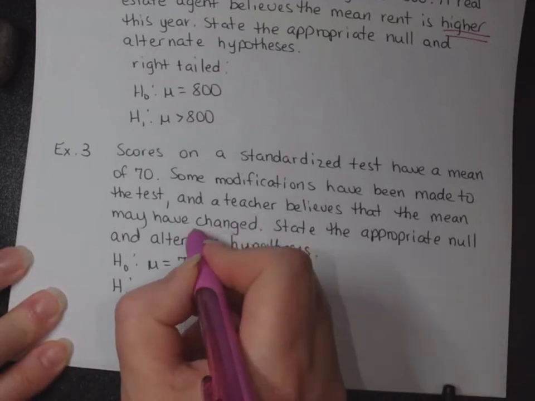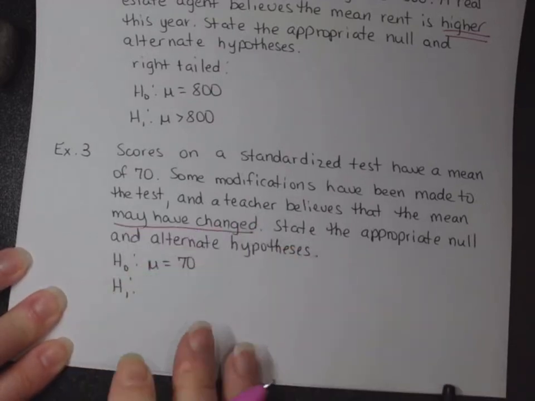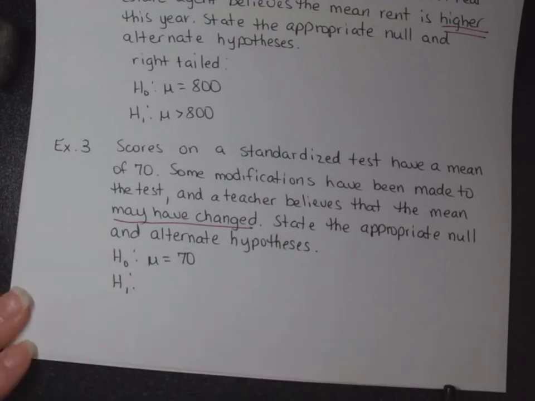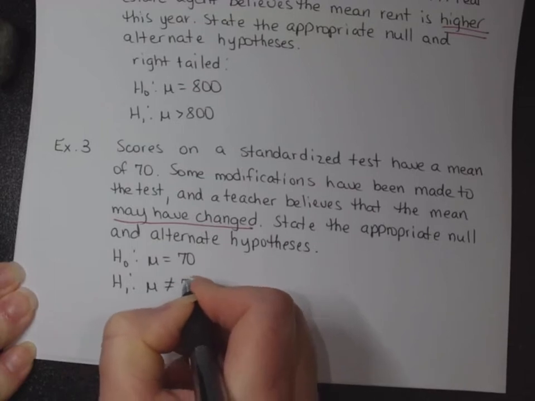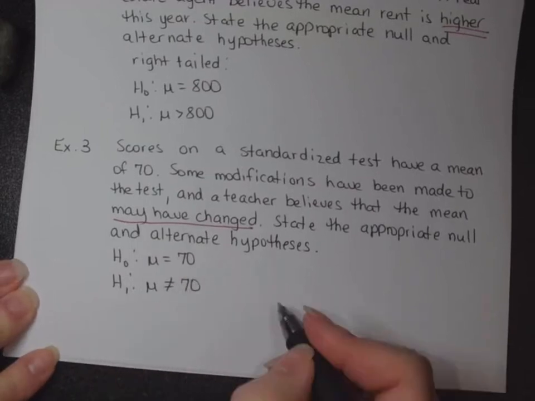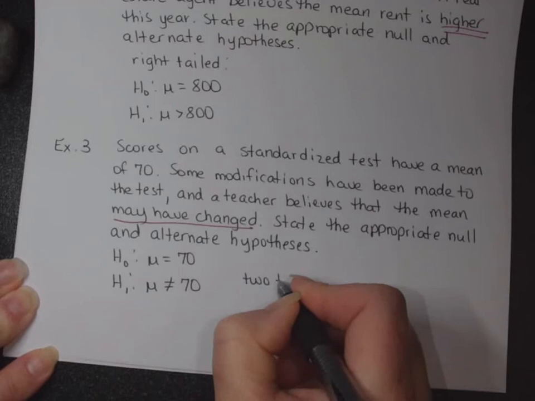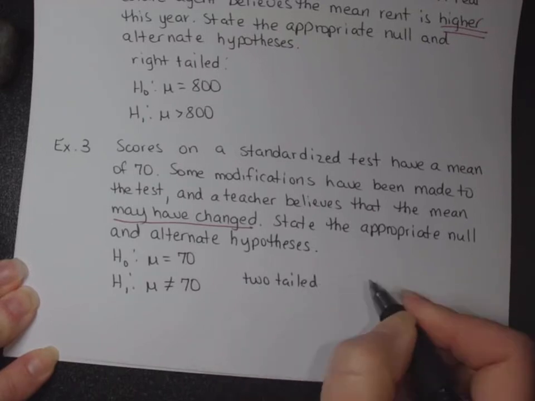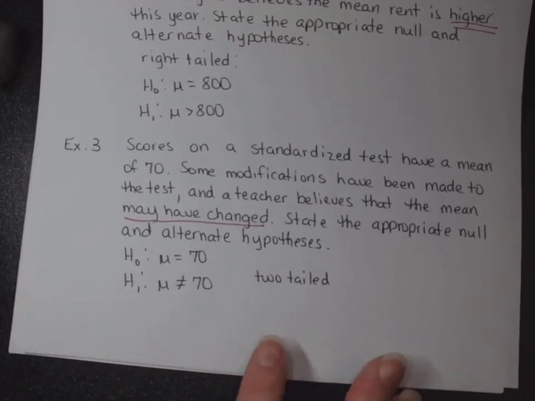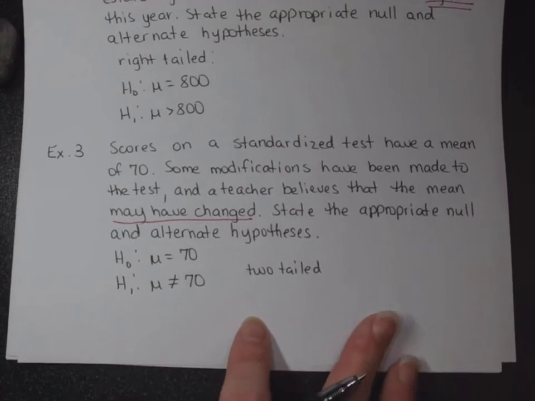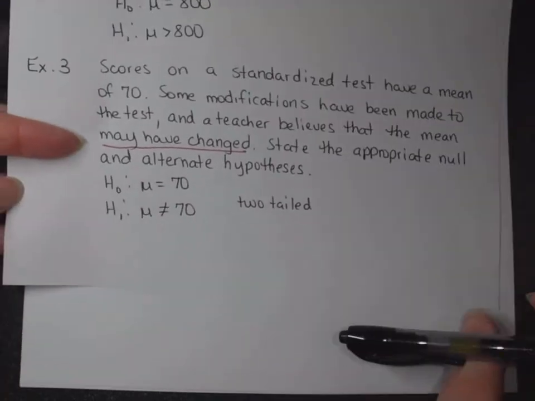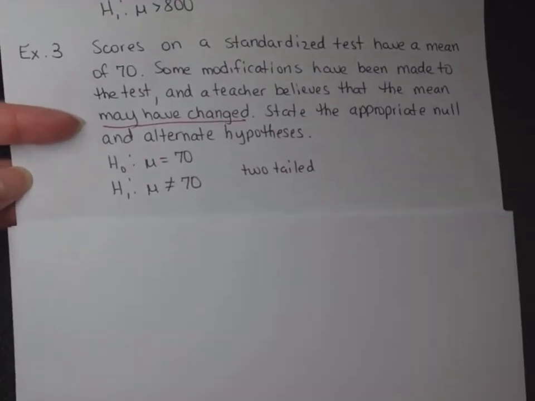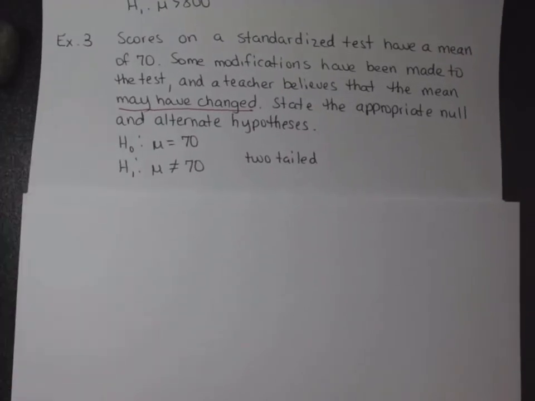But then a teacher thinks that the values may have changed. Okay, so notice it doesn't say is less or more or anything like that. So it just means they think it's something different. Okay, and I didn't write this, but notice this would be a two-tailed, because we're saying that it's either equal to 70 or it's not. So those are the three types of alternate hypotheses. Null hypotheses are kind of boring. They're always kind of the same.